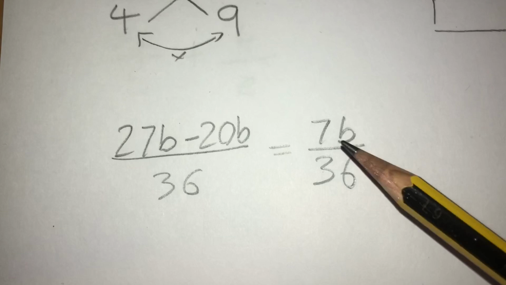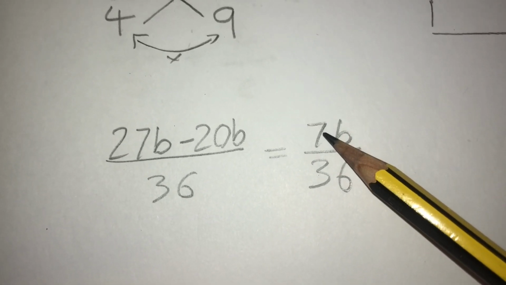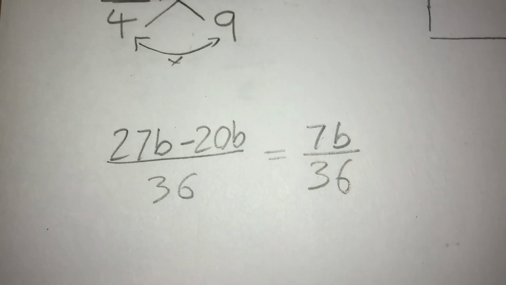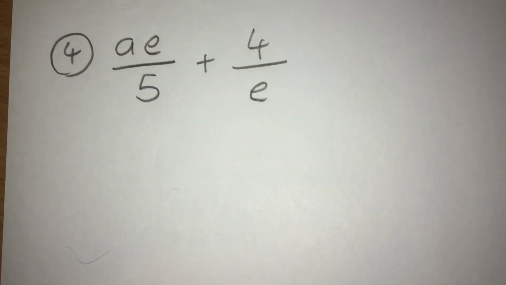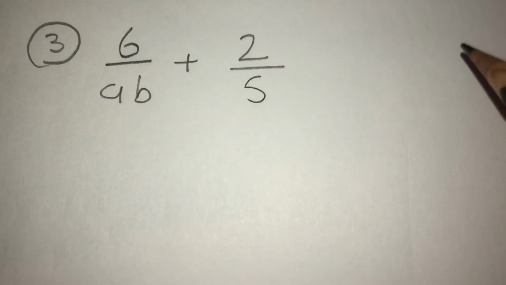On occasion we will be able to cancel terms out top and bottom, or if the numbers top and bottom have a common factor, we can divide across by that, but again we will encounter those as the questions become more difficult. The next example, okay, so again exact same logic.